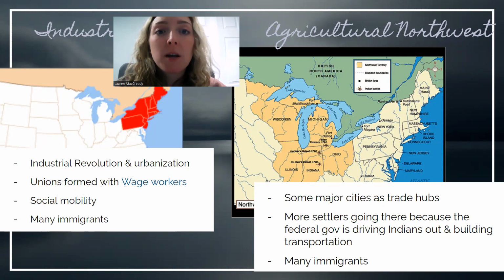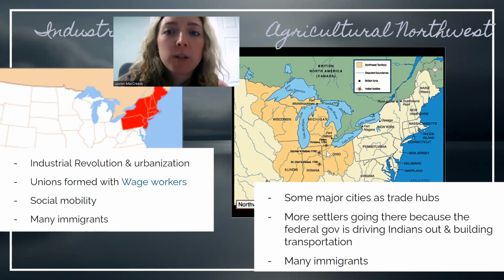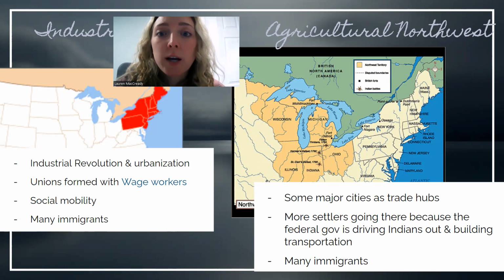They want to become a little bit more like the North. So they're kind of half. They're the best of both worlds. So we can see like the canals and the railroads, they're being built from the Northeast and they're being connected through the Northwest. So the Northwest is following suit, but it is a lot of agriculture as well.